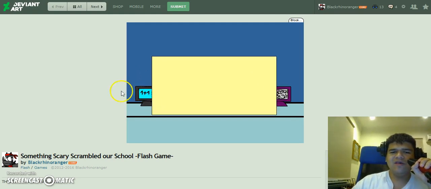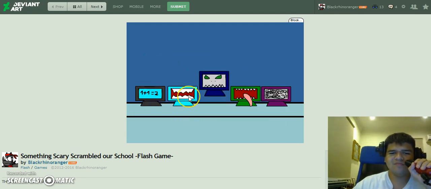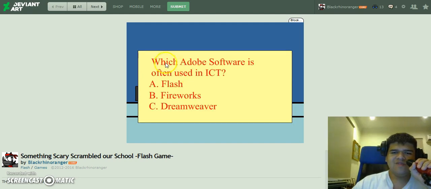See, one of them is 1 plus 1. So what does ICT stand for? You probably know this one. What software does it use? Do you remember Dreamweaver? Does anyone use this software anymore? Probably not. I heard Fireworks is closed. I heard Flash just got replaced with a new thing called Adobe Animate. Good thing I stuck with Macromedia Flash 8. I don't know what it would do if I upgraded.